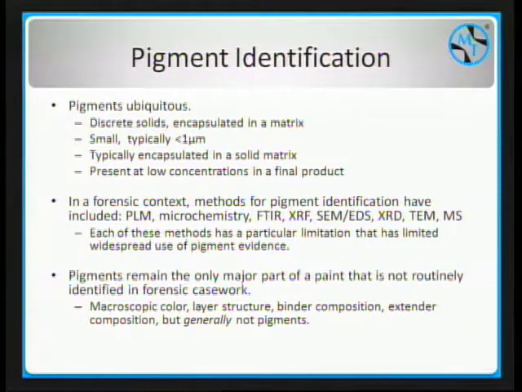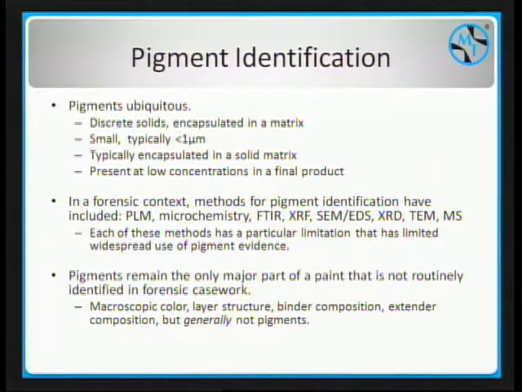So pigment identification, just to go over real quickly. Pigments are all around you, and this research focuses on automotive paint pigments, but Raman spectroscopy is applicable to pigments anywhere. If you look around you, just about anything that's colored has pigments in it. The difficulty is that they're typically small, as you saw in Ed's talk. They're typically around a micron and often smaller, they're generally encapsulated in a matrix, and they're present at a low concentration, and that makes analysis difficult.